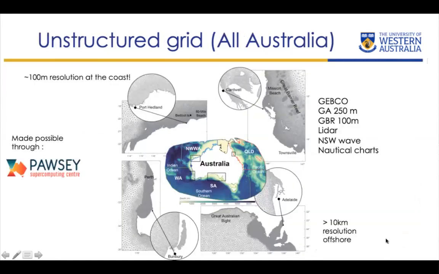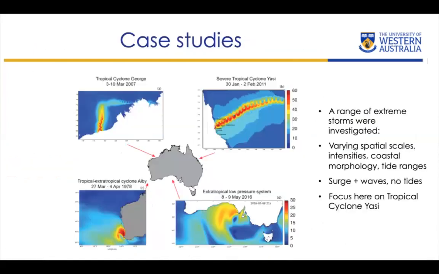The grid we used covered all of Australian waters, so it's a very large grid with high resolution up to 100 meters at the coast and greater than 10 kilometers offshore. We were able to run it in coupled mode for all of Australia, but we also did subsets of the exact same grid to run it faster for the region. In this case, I'm showing you work from Queensland there, which is a quarter of the grid. The bathymetry was derived from a number of sources, basically the best we could find.